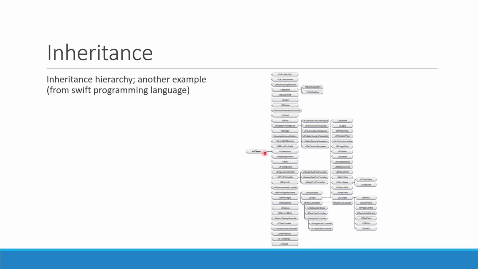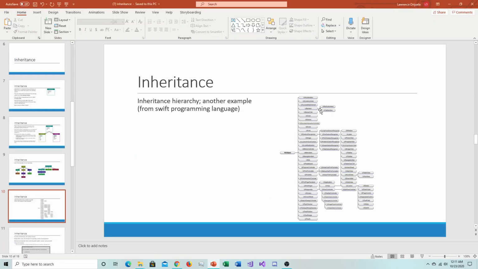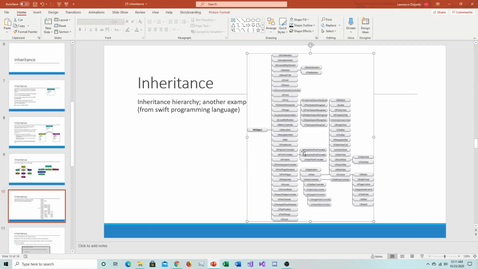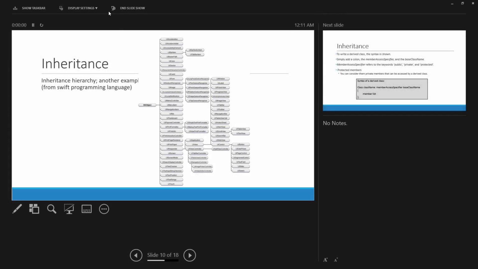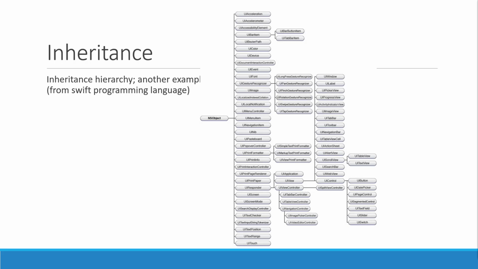Anyways, as you can see in this diagram, I think I need to make this bigger for you. Let me do this. So in this diagram here, there is a base class called NSObject, and then all of these classes here inherit from NSObject. Now, how many classes is this? This is a lot, like 20 or 30. And then these classes inherit from these, and then these classes inherit from this.